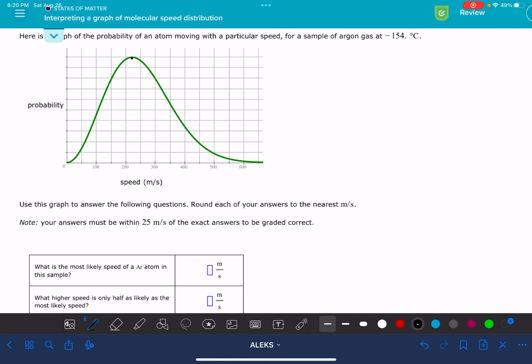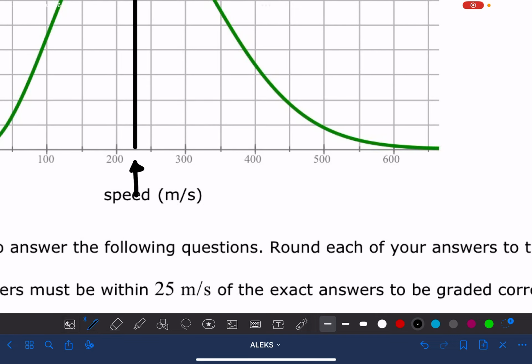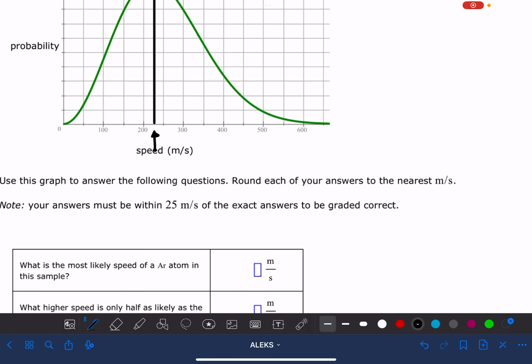Now, when you're working on this problem on ALEKS, it is going to have a tool where you can drag your cursor along this graph, and as you drag the cursor along, it is going to be marking off the corresponding positions on the X and Y axes. I don't have that because this is just a PDF, but this is the highest probability, the highest point on the graph. And when you choose that spot with your cursor, ALEKS is going to draw this line for you to help you identify that particular speed. This speed to me looks like it is about 225 meters per second.